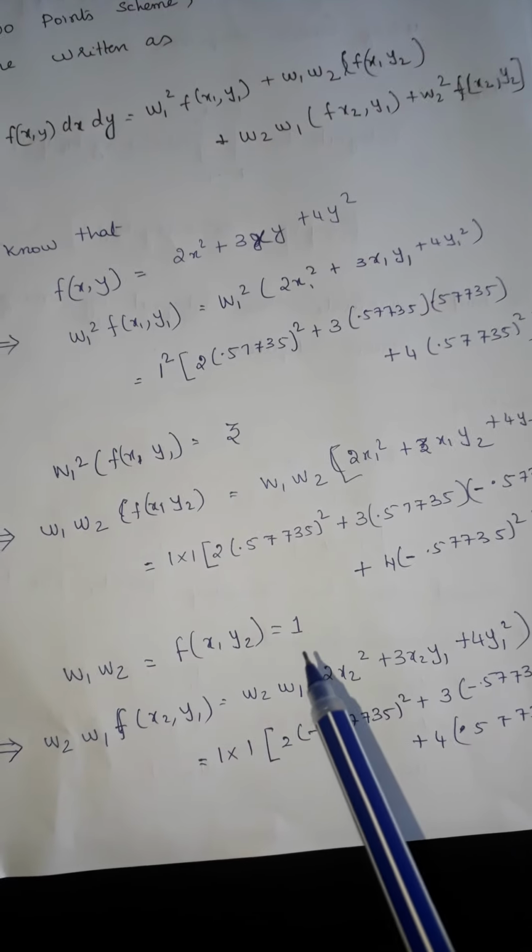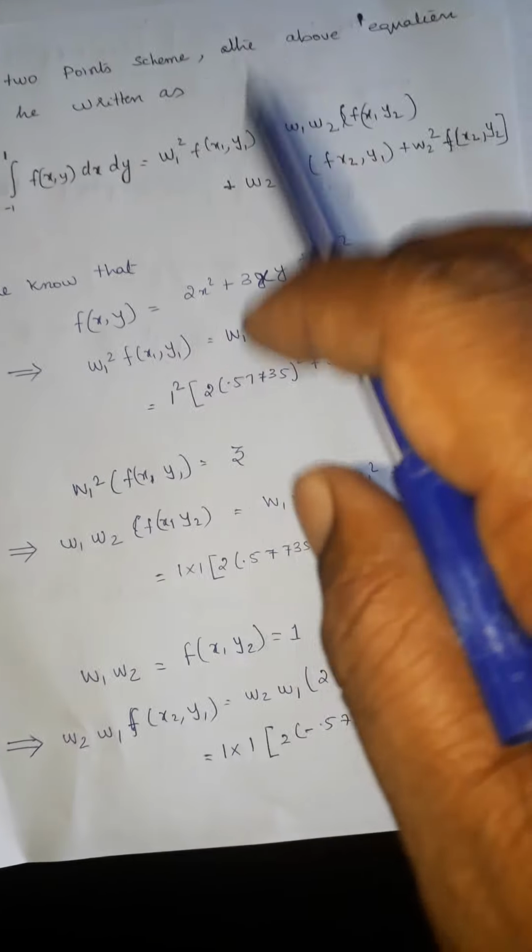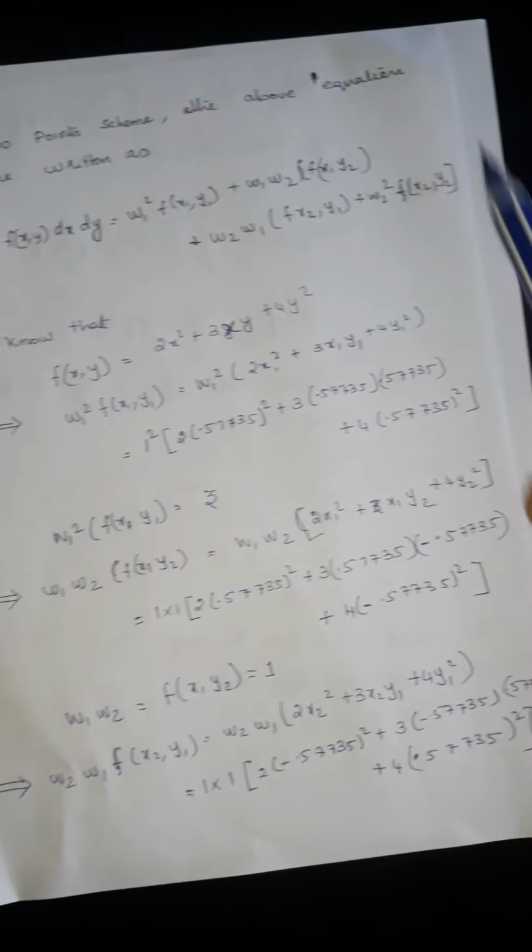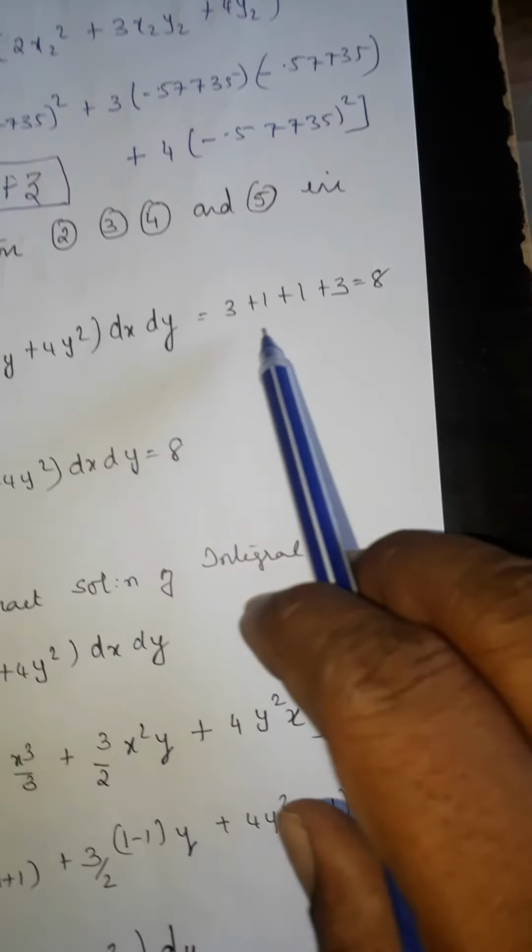So the first value is 3 plus 1 plus 1 plus 3. So 6 plus 2, that's what I get.